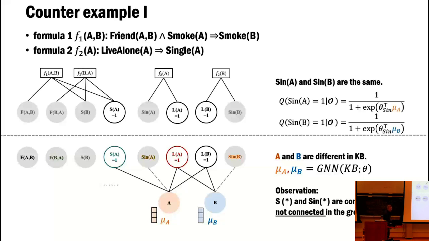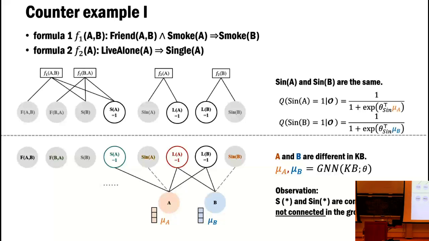And then you have two more edges, actually there are no cross edges. But there's an additional observation for A, which is smoking of A. So based on the original knowledge base, the A and B nodes are not equivalent, because this A node has an additional smoking observation. If you run graph neural net on the original database, you will never find A and B equivalent because the local connectivity is not the same. And if you use mu A and mu B to define the posterior for single A and single B, they will get different parameterizations.